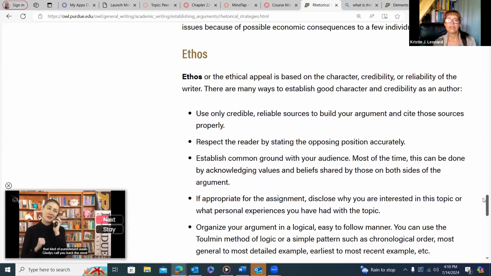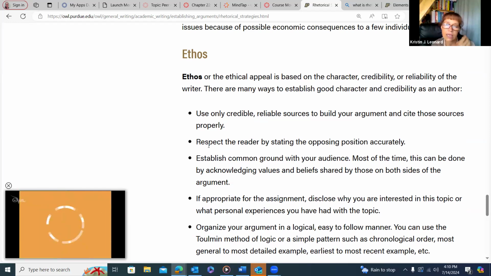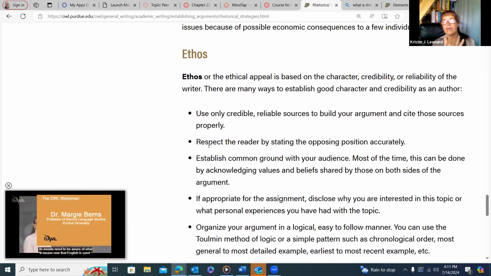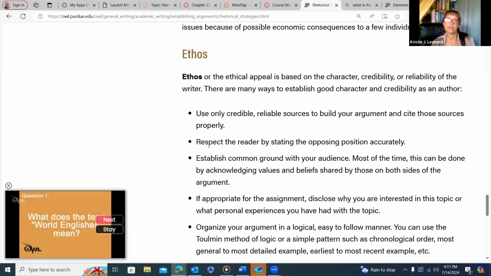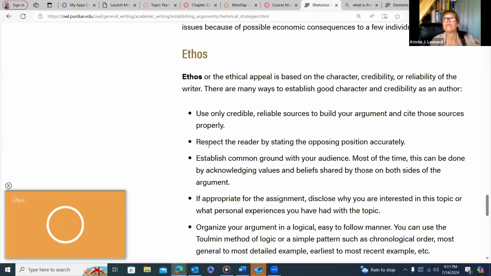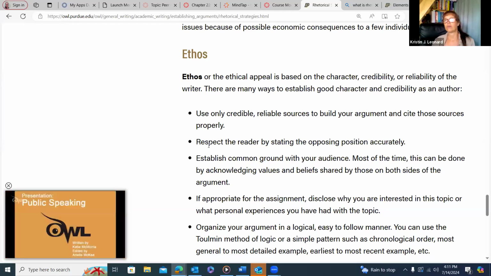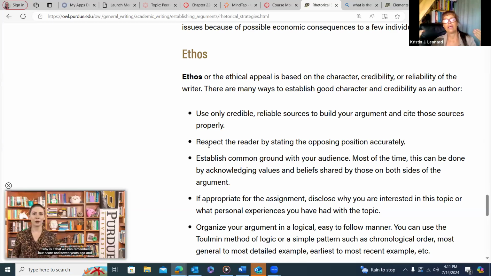Also, number 2, respecting the reader by stating the opposing position accurately. Like the example of, we either stop using cars or we destroy the earth. You're not really respecting your reader on that, because your reader might see the other perspective. So you need to state the opposing position accurately, because people may have a position that's different, more nuanced than just stop driving a car or save the earth. How do we get to work? So you need to be respectful of your reader, and you need to explain what the positions are.